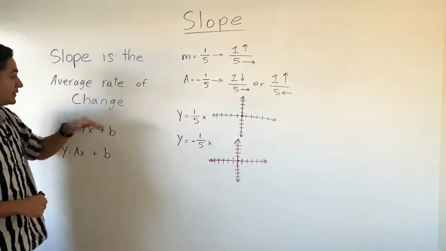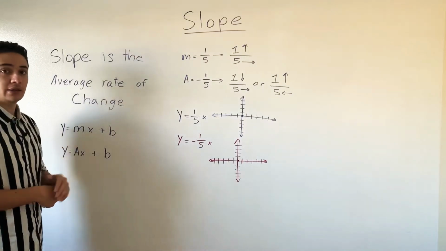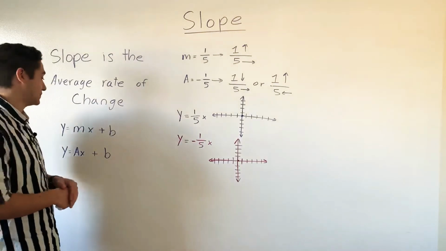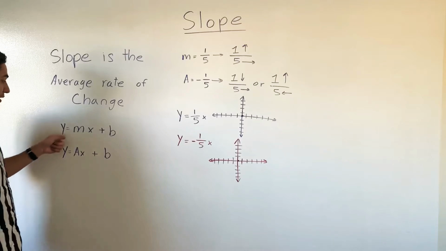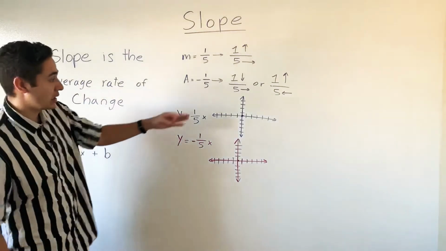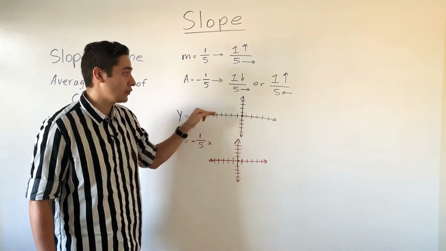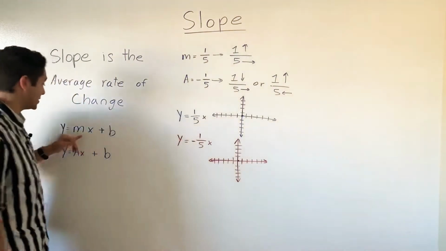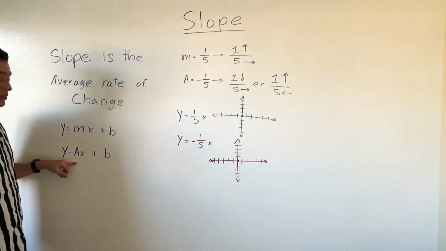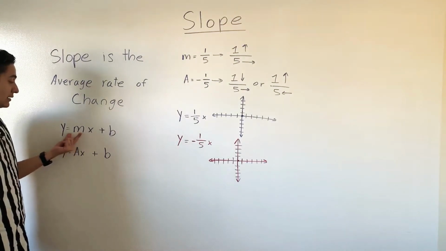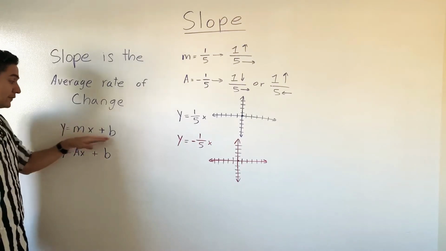Of course, change being very important. We always want to be looking for a change in the horizontal and the vertical direction, right? We see here two examples of functions where we have y and x representing our coordinate system, vertical y, horizontal x. We see m and a in both of these functions represent our slope, right? Slope is always going to be that number in front of the x, specifically for linear functions.